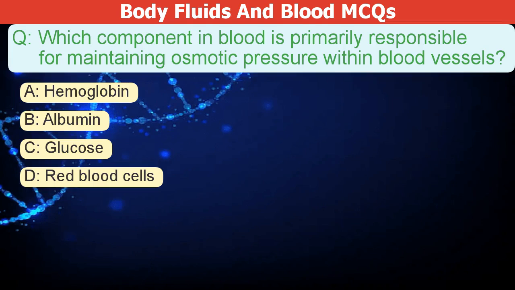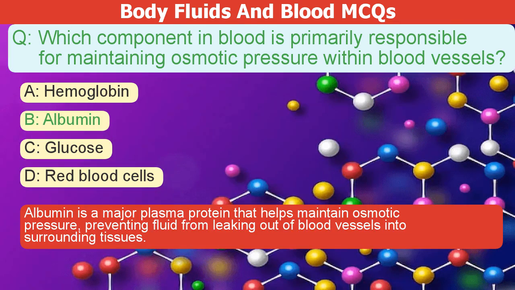Which component in blood is primarily responsible for maintaining osmotic pressure within blood vessels? A. Hemoglobin. B. Albumin. C. Glucose. D. Red blood cells. The correct answer is B. Albumin is a major plasma protein that helps maintain osmotic pressure, preventing fluid from leaking out of blood vessels into surrounding tissues.